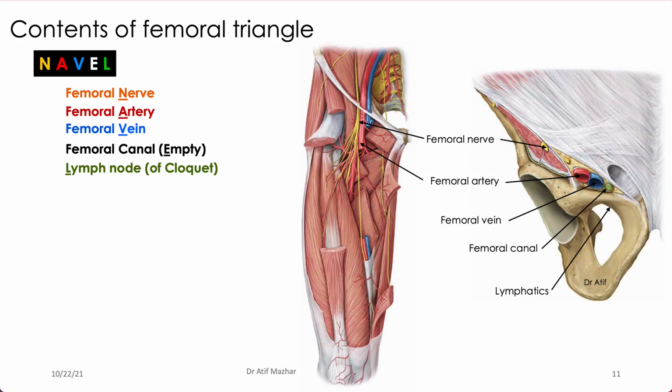So to make your life easy, use this formula, mnemonic: NAVEL. How? N for nerve, A for artery, V for vein, E for empty canal, and L for the lymph node. Is it easy? From lateral to medial.